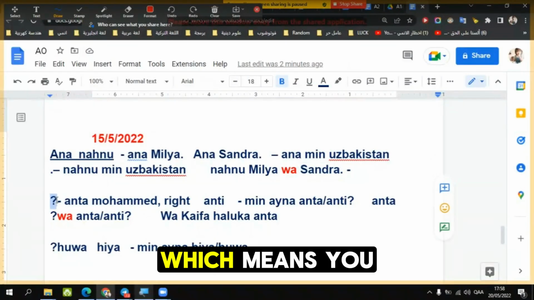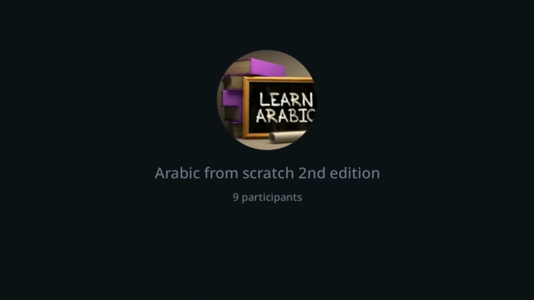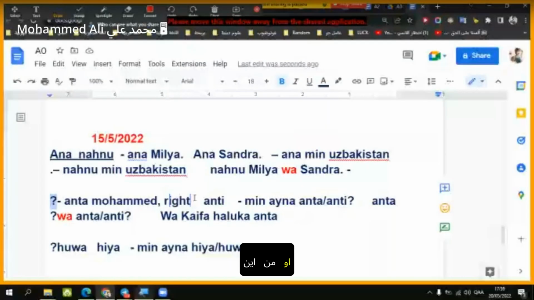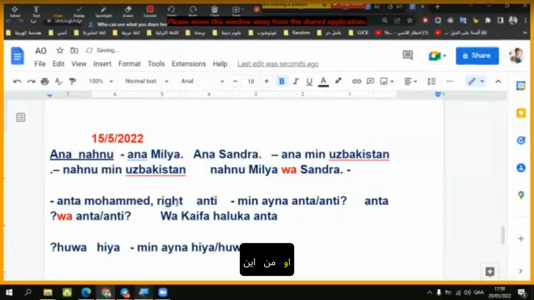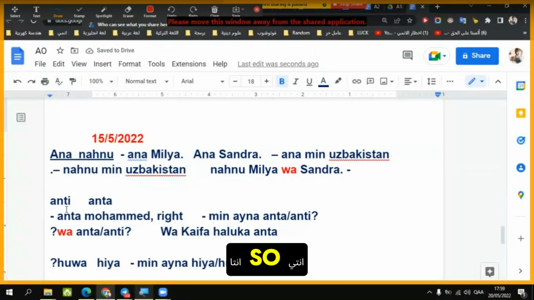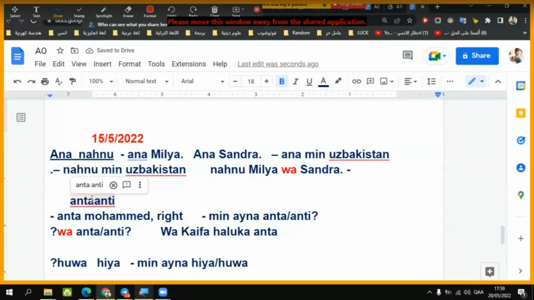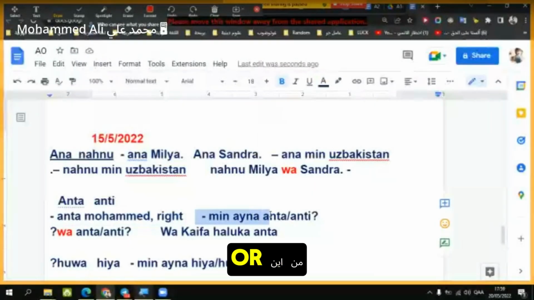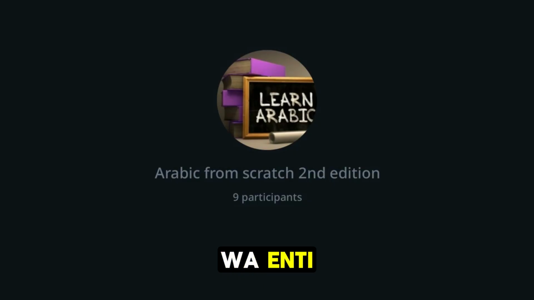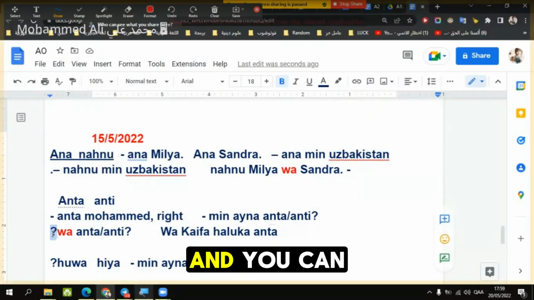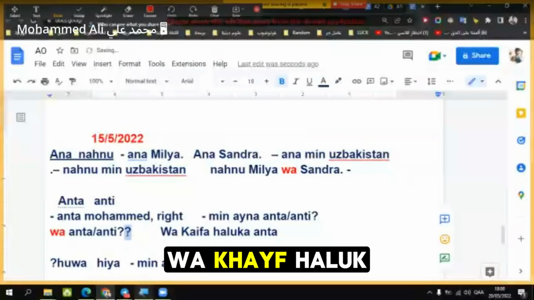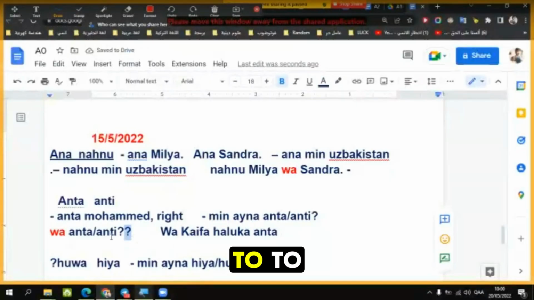Then we learned أنت وأنتي, which means you. أنت محمد, right? أنتي. من أين أنت or من أين أنتي. So where are you from? So we use them for the you pronoun. And وأنتِ, which we said is short for a question. And you, وكيف حالك أنت.